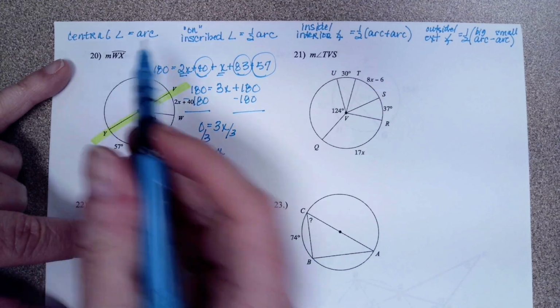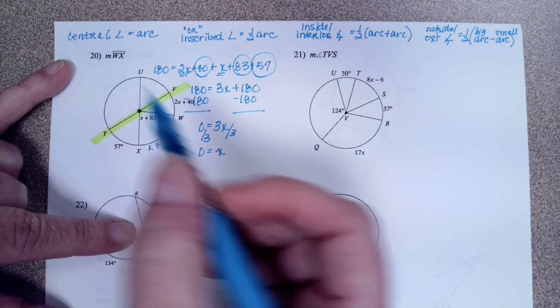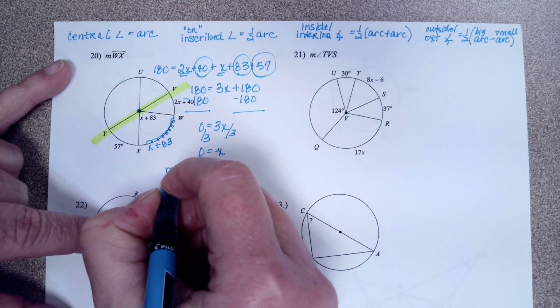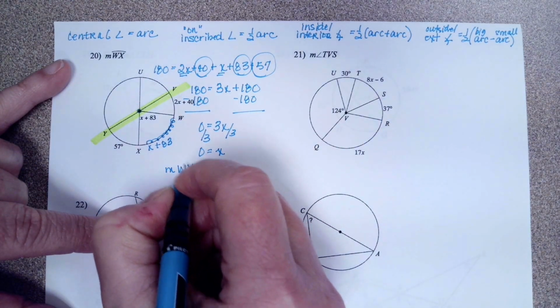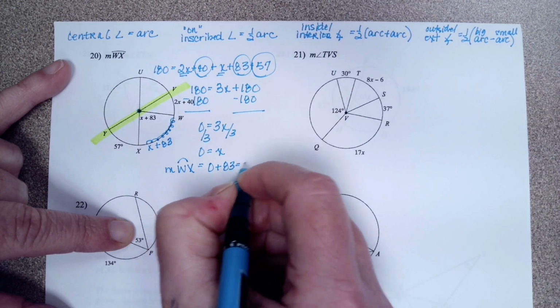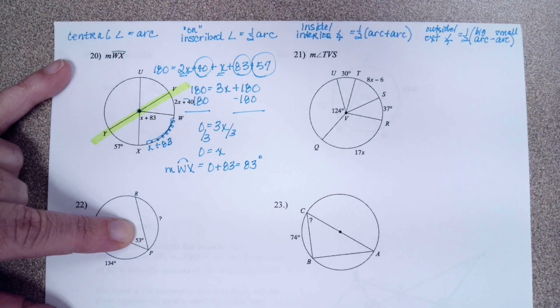The question asked for the arc WX. So we were curious about this one right down here. If I want the measure of arc WX, that's going to be equal to 0 plus 83, which is just going to give us 83 degrees.